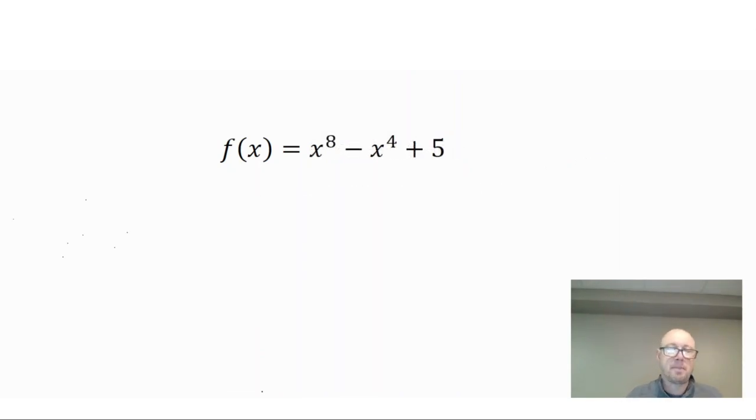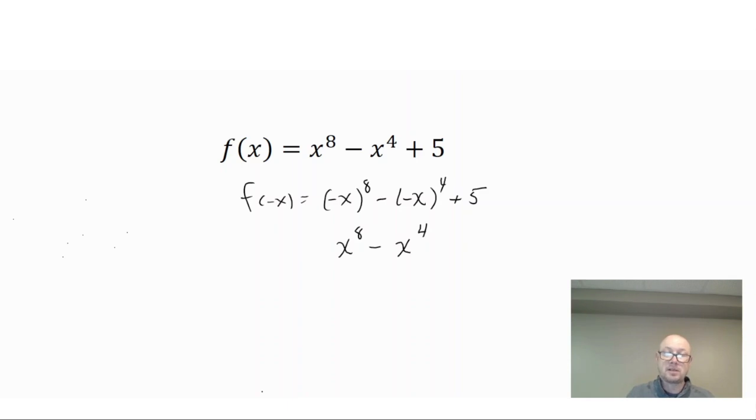In our last example, we have f of x is equal to x to the 8th minus x to the 4th plus 5. So we're going to plug in a negative x again. So we would get negative x to the 8th minus negative x to the 4th plus 5. And negative x, since we have an even power, is going to come out to be positive x to the 8th. My negative x to the 4th here is positive x to the 4th, but I have my negative out front. So that's going to make it negative x to the 4th, and my constant remains the same, plus 5.